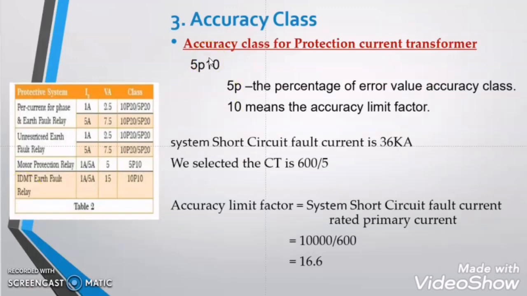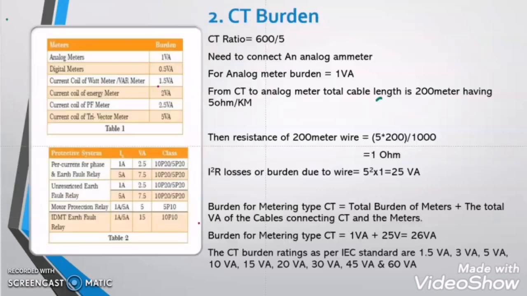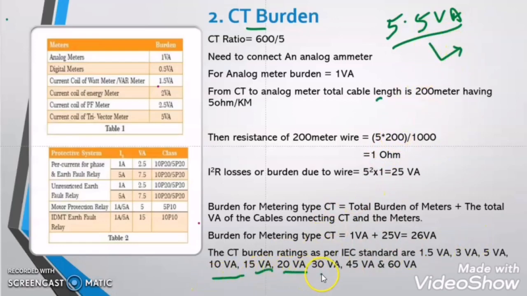First we will go for the accuracy class for the protection current transformer. Then we will check the accuracy class calculation for the metering type current transformer. But the CT burden for the metering type current transformer and for the protection type current transformer is the same. The only difference is that, suppose we calculated the CT burden as 5.5 VA, then for the metering class we can go for any other higher value of CT burden like 10 VA, 15 VA, 20 VA, 30 VA, 45 VA and 60 VA, and this will give one big benefit which I will explain in my upcoming video.